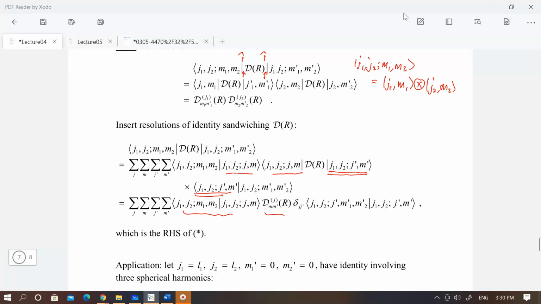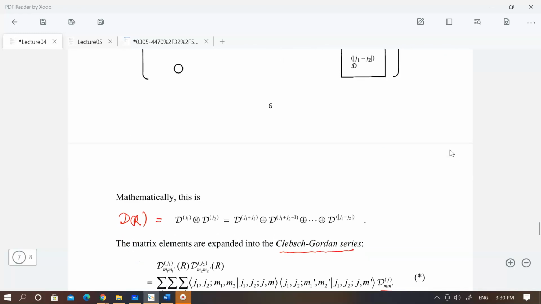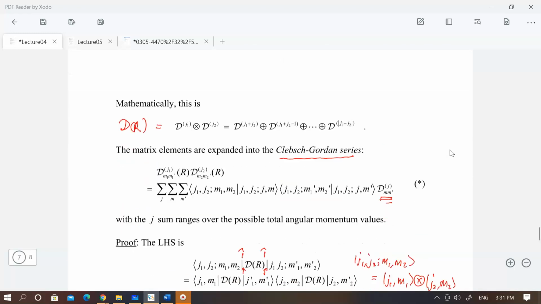So now this will be the matrix element, and then this will be again another Clebsch-Gordan coefficient. And as you see from the Kronecker delta, it is now broken up into the different J's, which is given in this particular Clebsch-Gordan series.